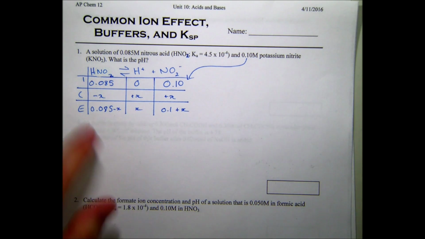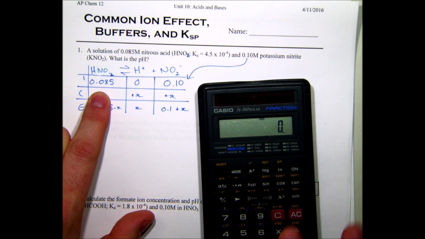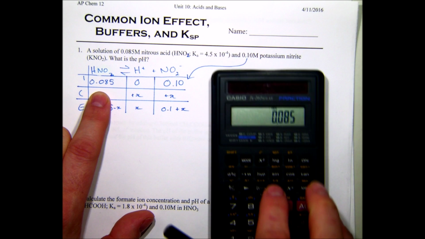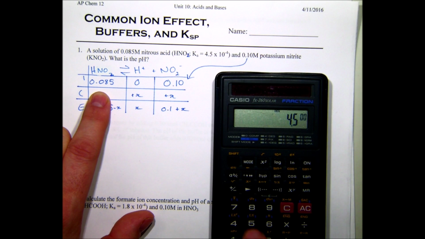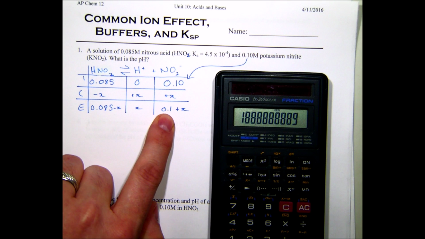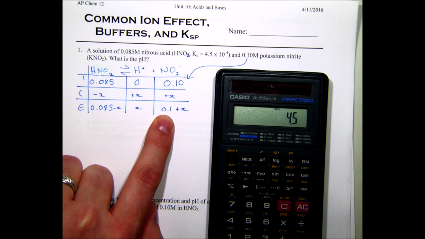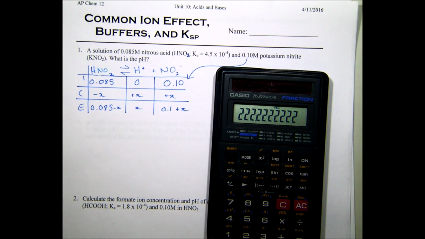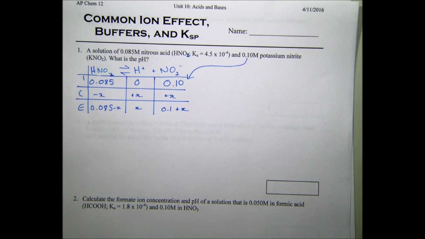So we can check to see if we're able to ignore x. In this case, we'd have to do it for two different situations. So 0.085 divided by the equilibrium constant, 4.5 times 10 to the negative 4, is 188, so I've got to include x here. And 0.1 divided by 4.5 times 10 to the negative 4 is 222. So x is going to have to be included here.